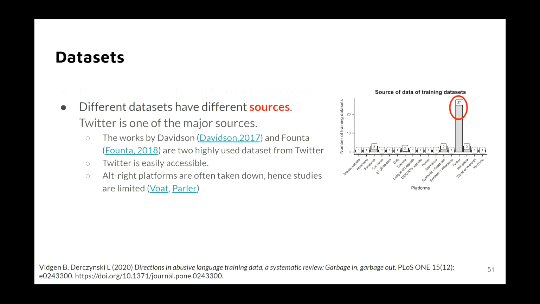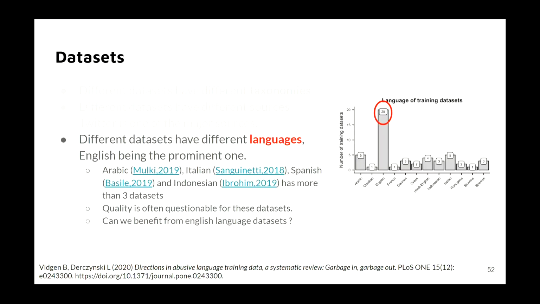One of the challenges in these alt-right platforms, which somehow justifies their lack of datasets, is that they are often taken down. So you may have heard about taking down of Voat or Parler. Hence, the studies are necessarily fewer. There are datasets of different languages also, although English is one of the prominent ones, as in many other NLP tasks.